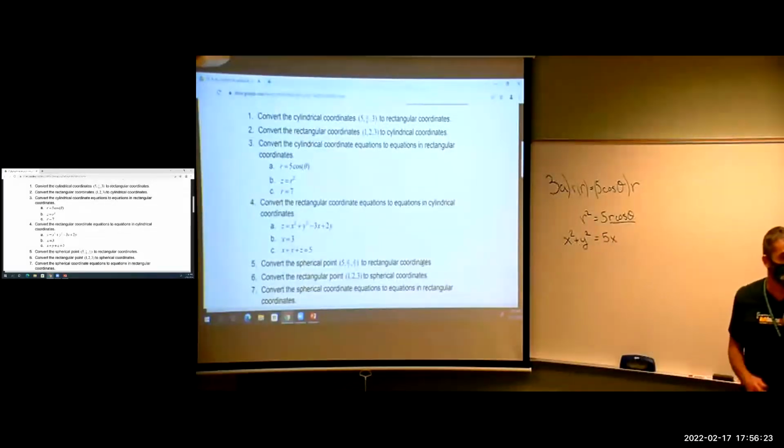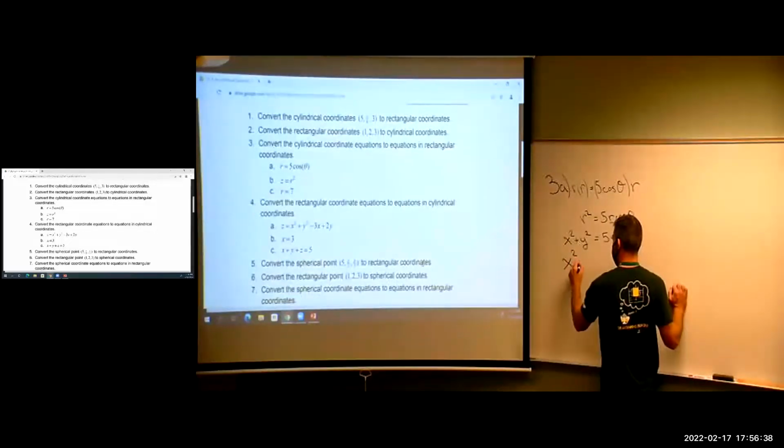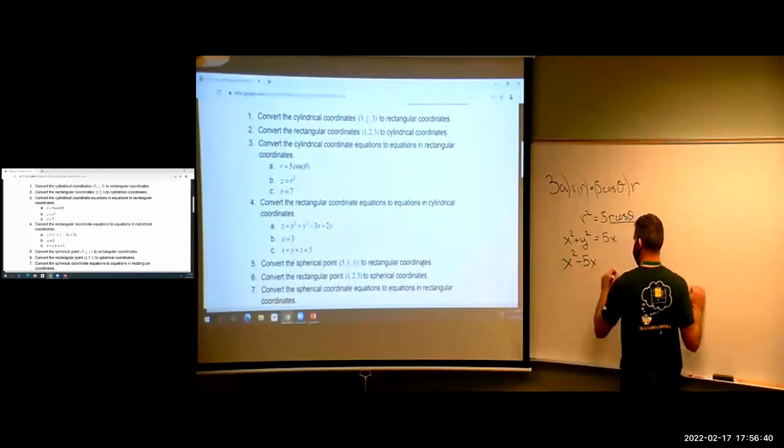Would you want us to simplify that? We need to simplify it, because right now all we know is that this is a circle. But where is the circle centered and what's its radius? So move 5 to the other side. Yep, and complete the square, or whatever. You got it.